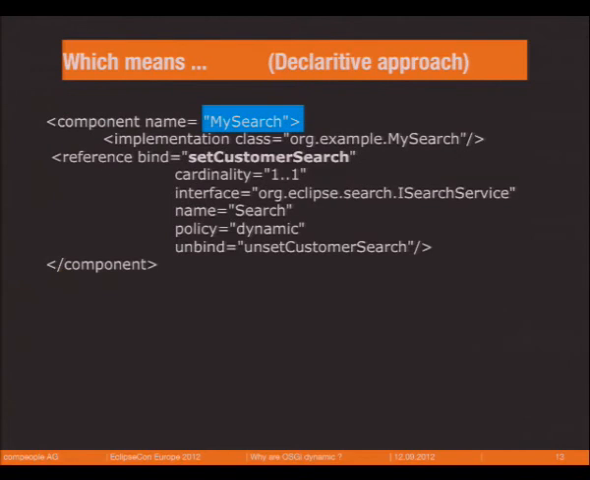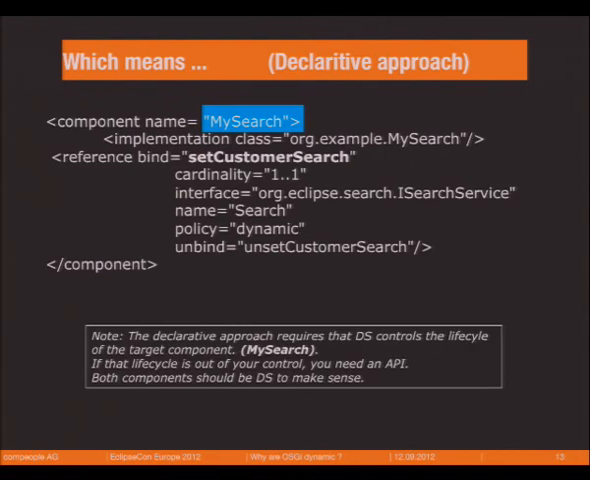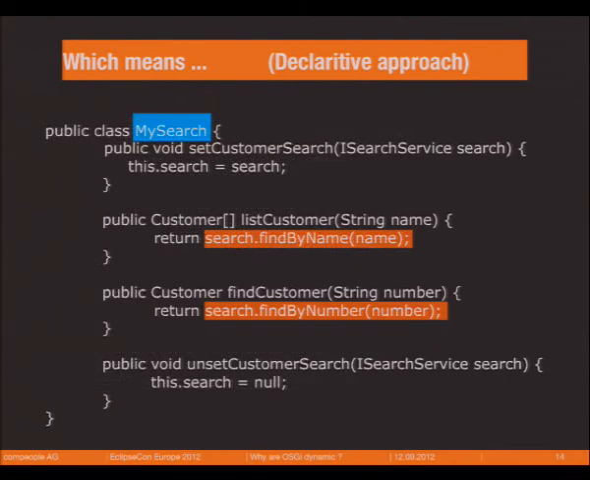There's also the declarative approach, which means you have this XML definition, and the thing gets injected. Here I define that my search component wants to have the search service, and I define the method I want this service injected to. Then in my class I have these inject methods, which are set customer search and unset customer search. My instances get injected. Still, when I use them, I have to check that this thing is still alive.